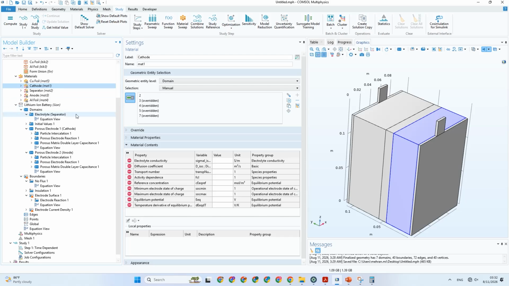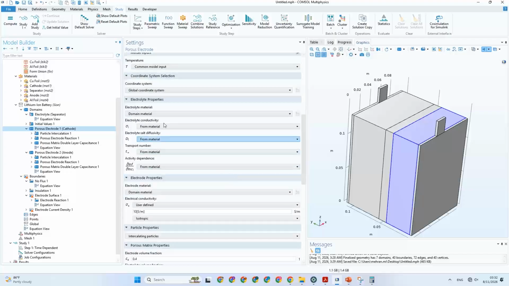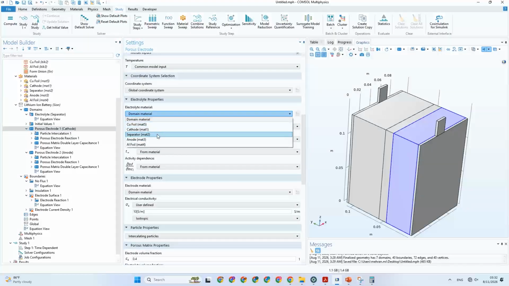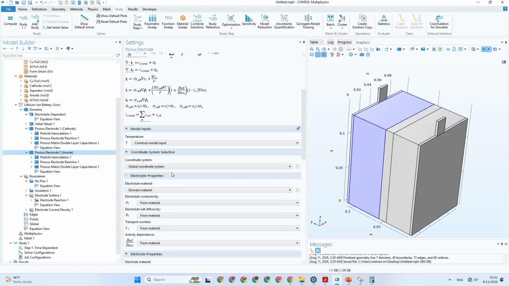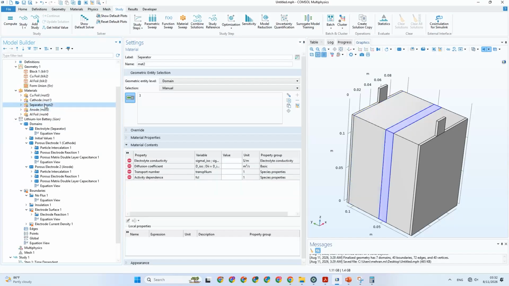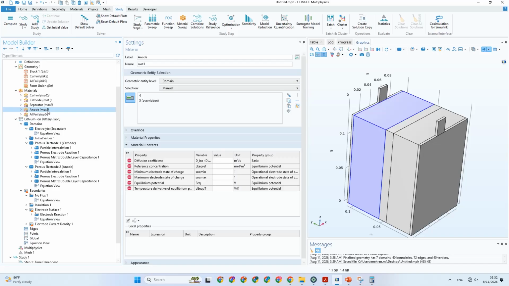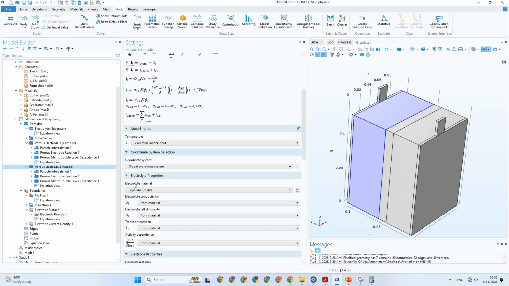And also I forgot, for the porous electrode we must add electrolyte material. Here we have the separator, and for this one we must also add the electrolyte material as separator. Okay, now in the separator we have transport number, and you can't see transport number anymore. Look at this, there is no transport number, just for a separator, because it is important to use separator electrode material for both electrodes, cathode and anode.